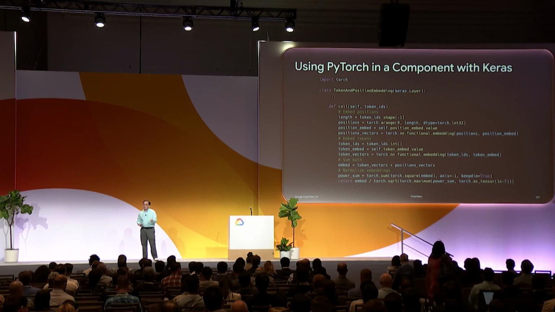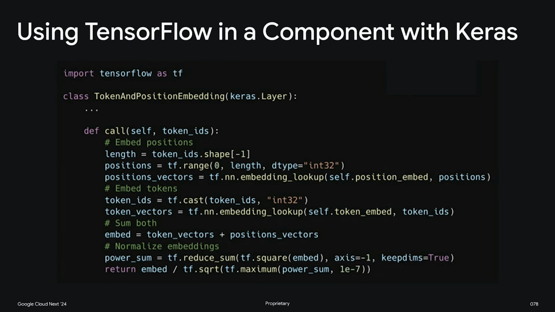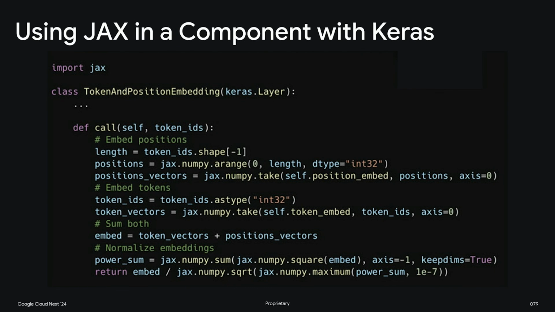You can also go the other direction. In this case, here's the same module, but we're going to use Torch to do our calls. And then we can use that in a Keras model. So we can actually go both directions. And you can see the same thing here with TensorFlow, using TensorFlow to make our calls, or JAX to make our calls. And we can use those in Keras models.